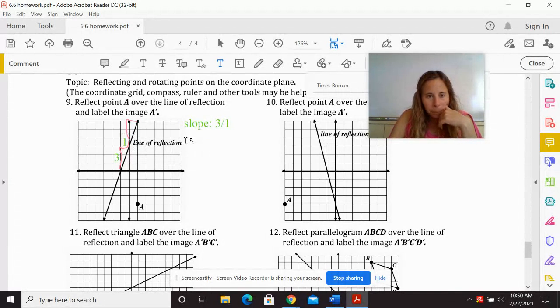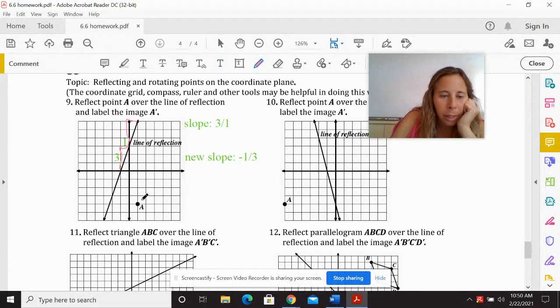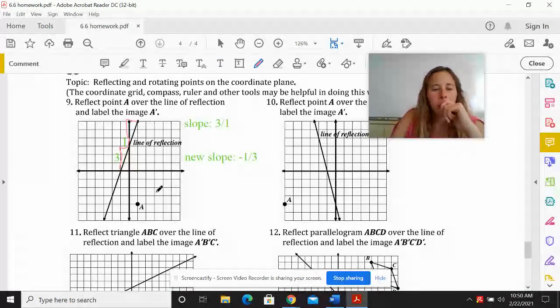So then it's going to be perpendicular, so the opposite reciprocal slope. The new slope is going to be, flip it, so you get 1/3, and then make it negative. So you get negative 1/3. That's down 1 over 3, but I need to go the other way. So I'm going to go up 1 to the left 3. 1, 2, 3. And then up 1 to the left 3. 1, 2, 3.